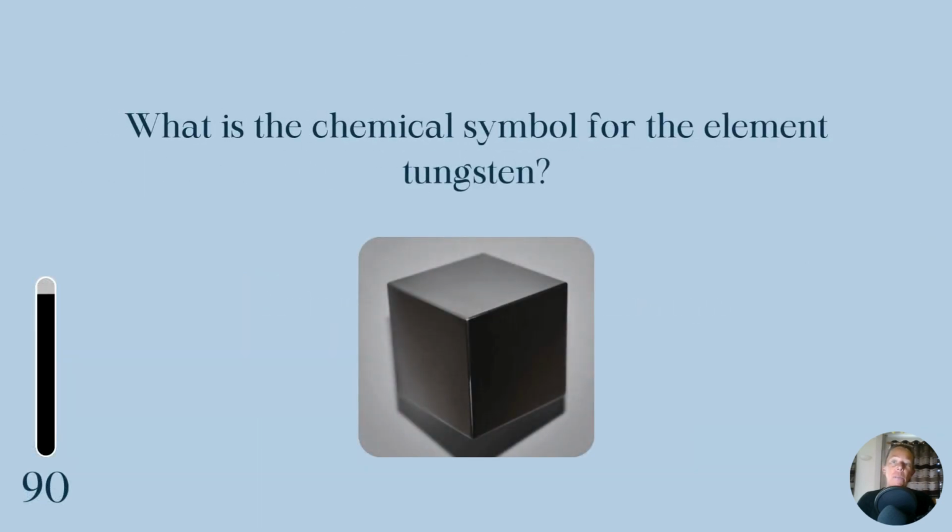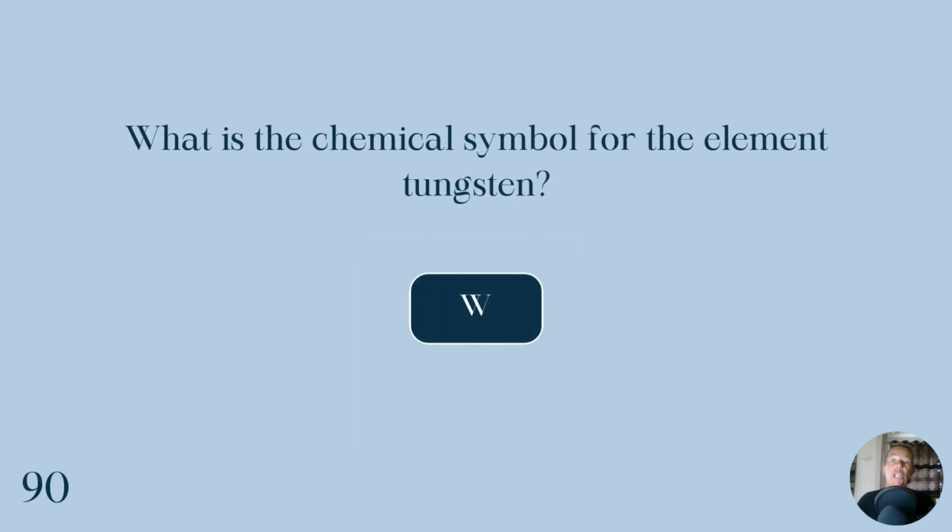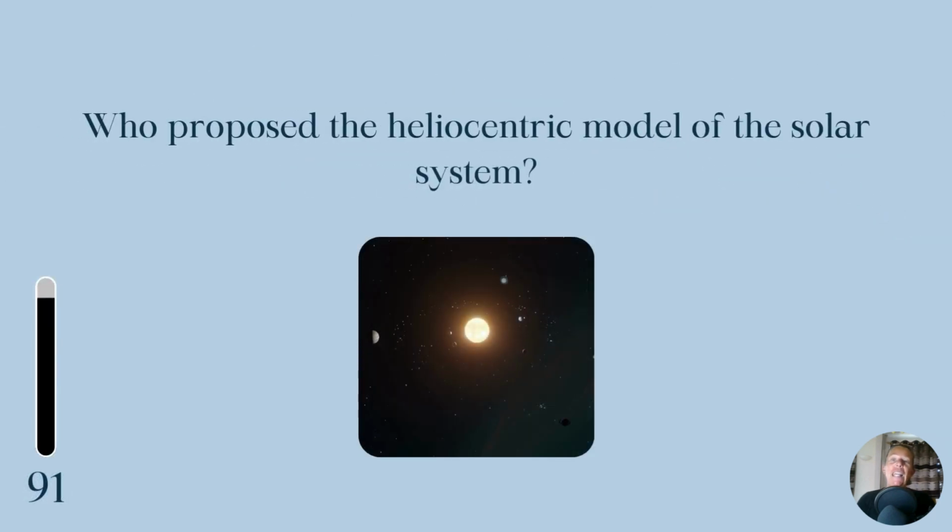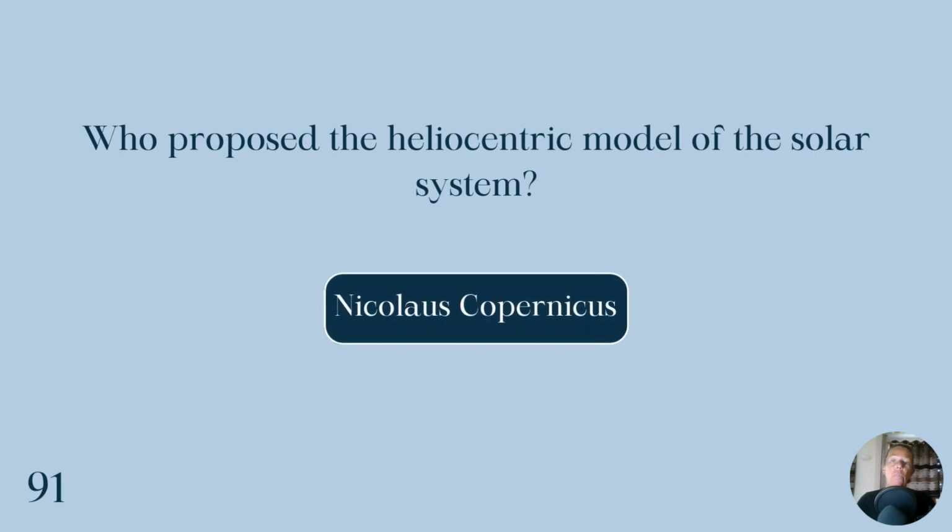What is the chemical symbol for the element tungsten? That is W. Who proposed the heliocentric model of the solar system? Nicolaus Copernicus.